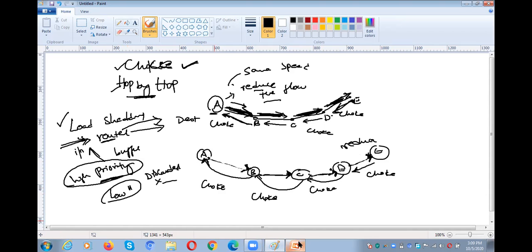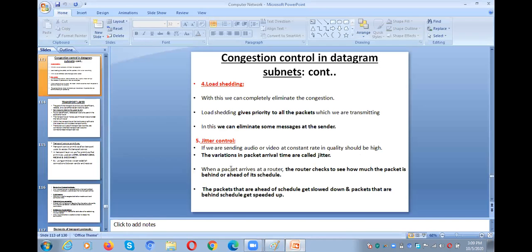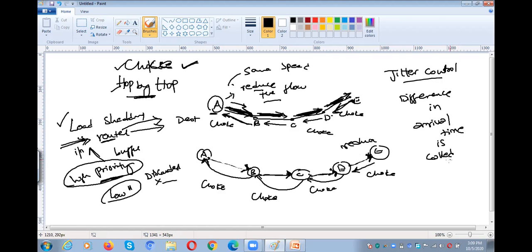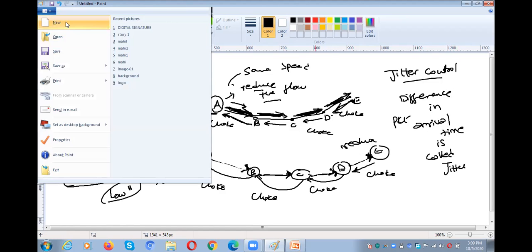And then what about the jitter control? The last one. Very important one mark question. So what is jitter control? Difference in packet arrival time is called jitter.